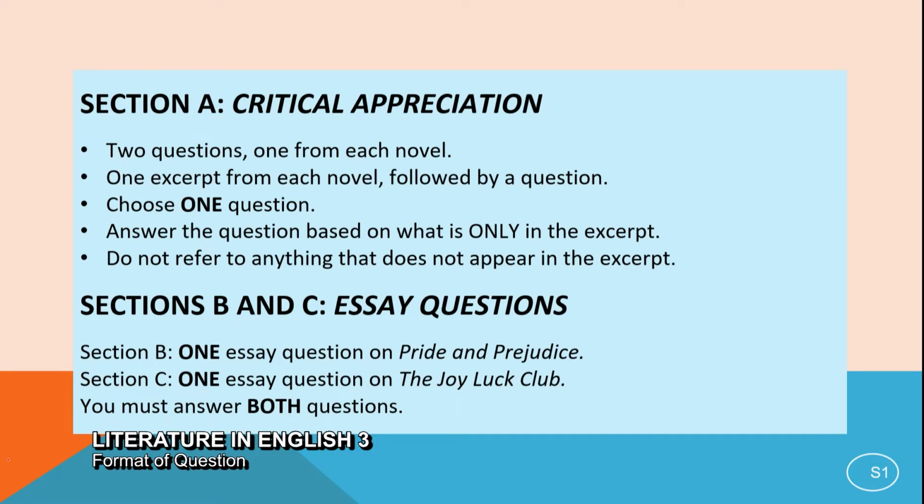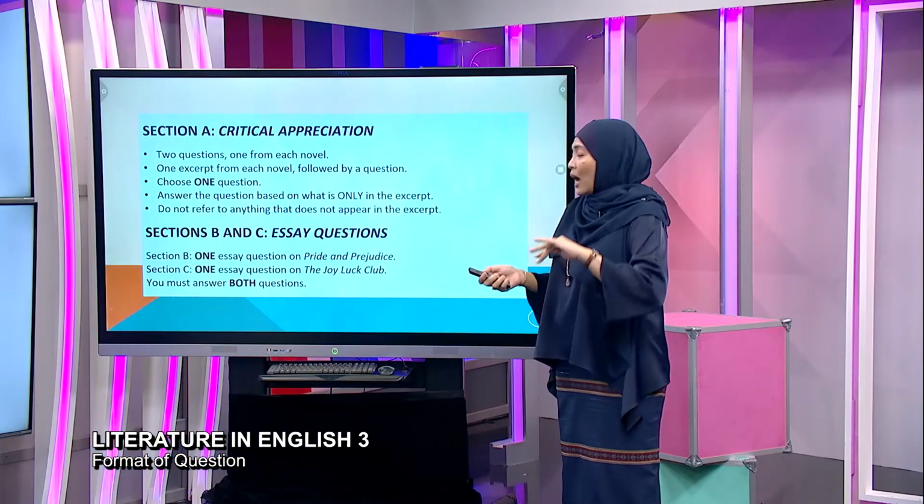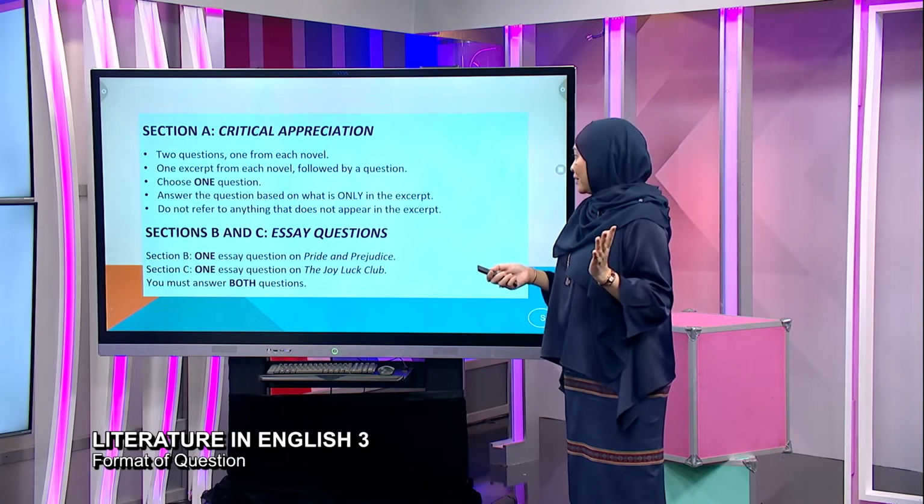Now, let's go quickly to Section A, which is critical appreciation. Like I've stated earlier, 2 questions, one from each novel. I'm sure all of you know that the novel is Pride and Prejudice by Jane Austen, and the second novel is The Joy Luck Club by Amy Tan. For this section, there will be 1 excerpt from each novel, followed by 1 question, and you choose only one. When you answer, you have to focus only on what is in the excerpt. You do not refer to anything which does not appear in the excerpt.